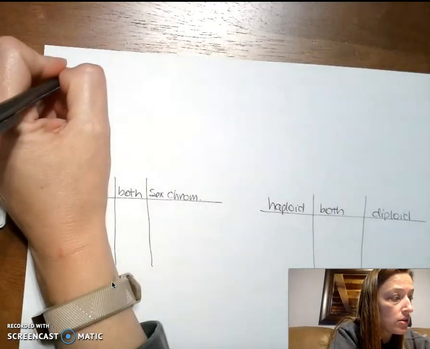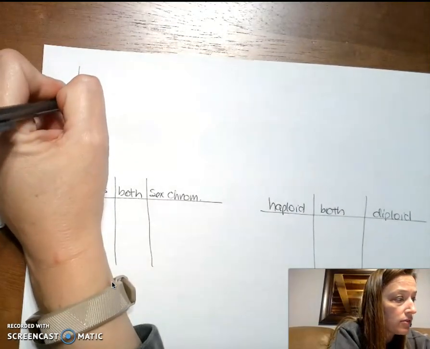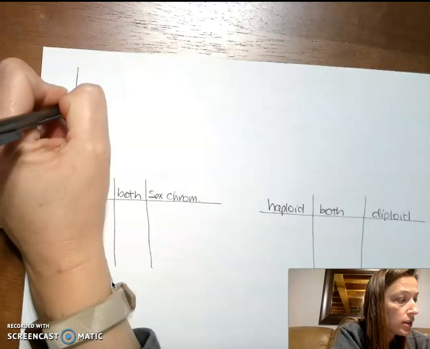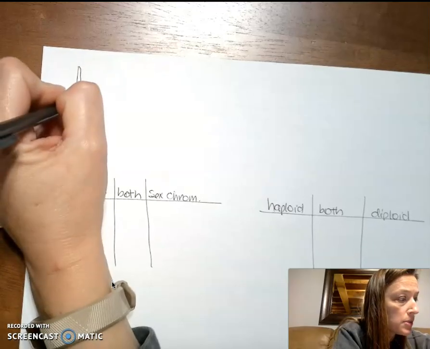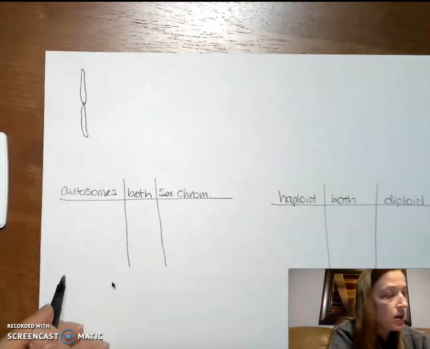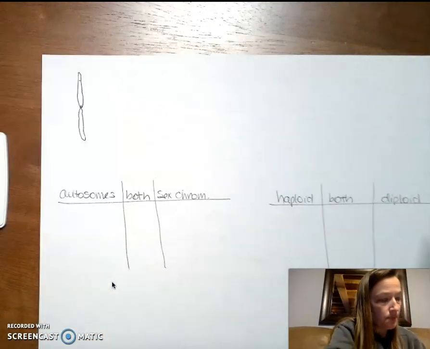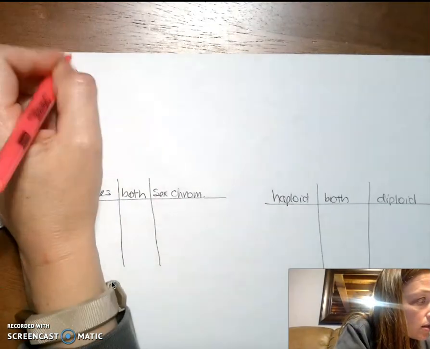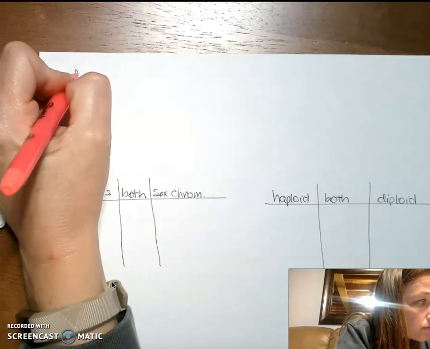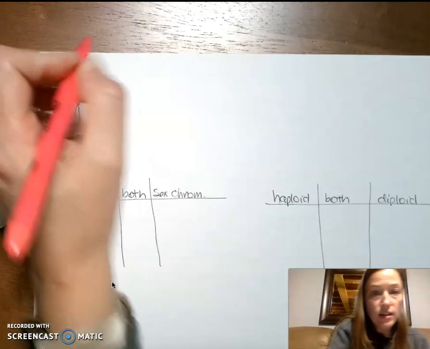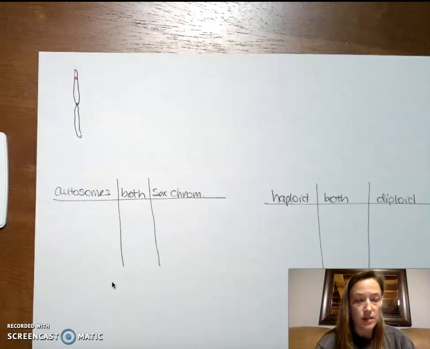So if this is, we'll make him kind of chunky so you can see a little bit better. Here's our chromosome. There's our centromere in the middle. Somewhere on this chromosome, there is a section of DNA. A sequence of letters. It can be anywhere from a couple hundred base pairs to a couple thousand. It just depends.